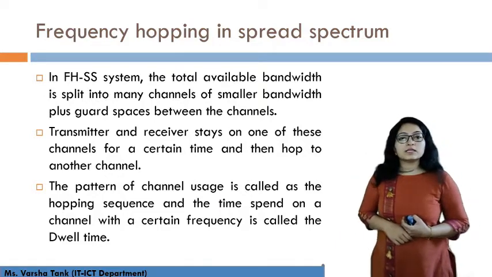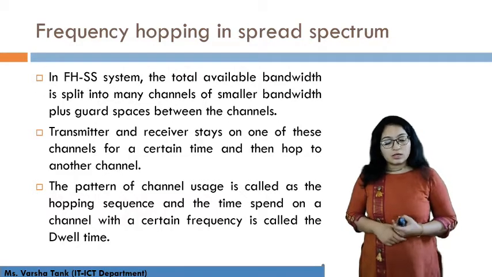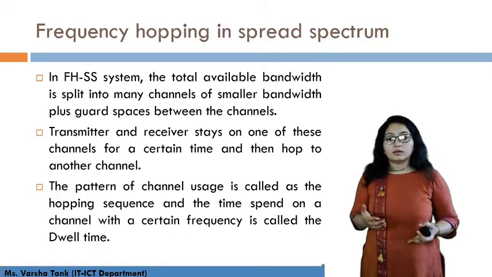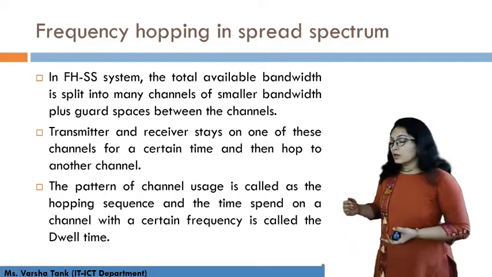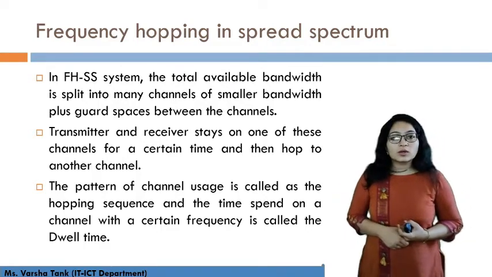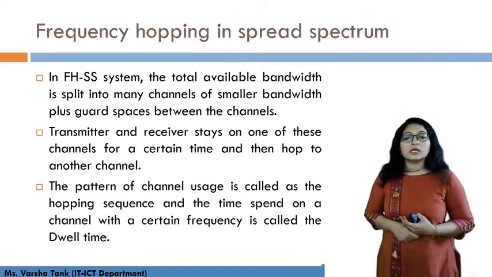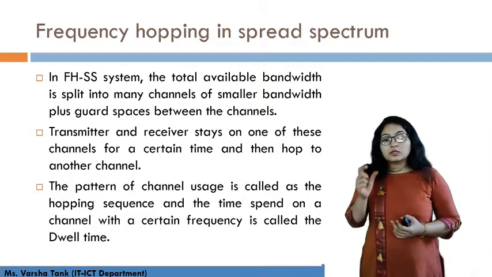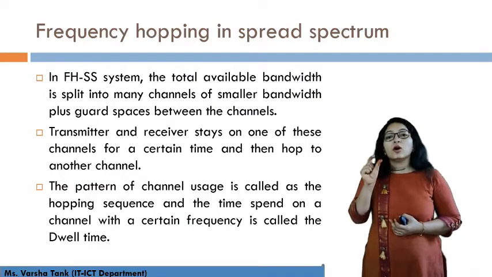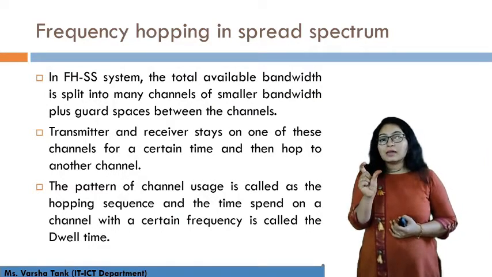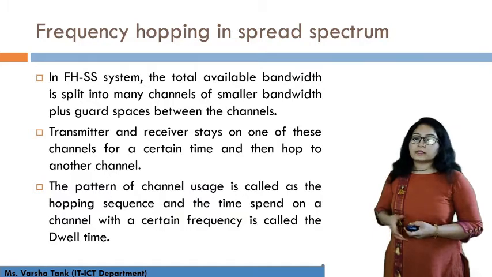The transmitter and receiver stay on one channel for a certain time, then hop to another channel. That hop is based on a defined time, such as 1 second or 1 microsecond. The pattern of channel use is called the hopping sequence, and the time spent on a channel with a certain frequency is called the dwell time. So the particular time a signal spends on a particular frequency is known as the dwell time, and the sequence is known as the hopping sequence.